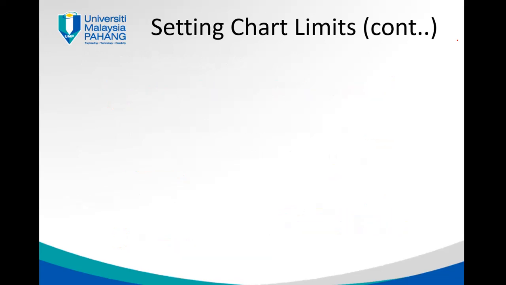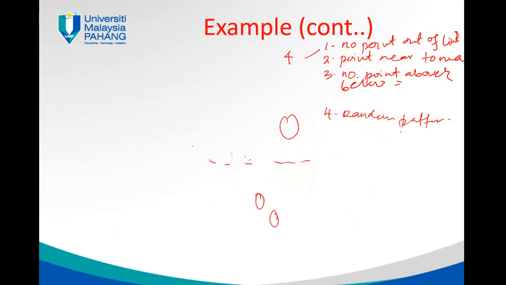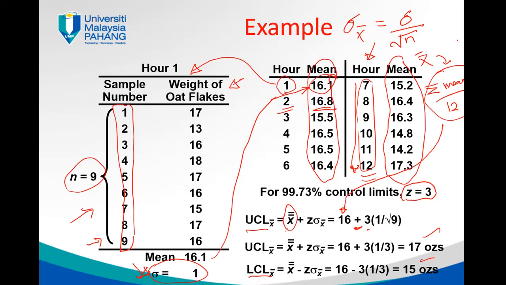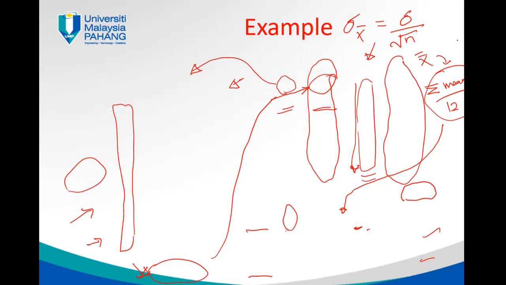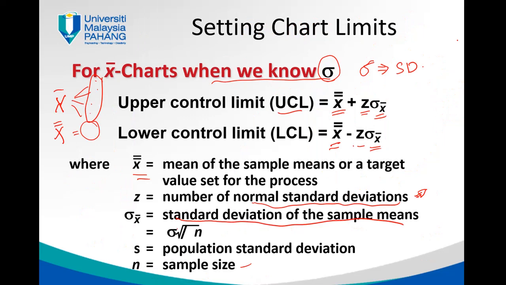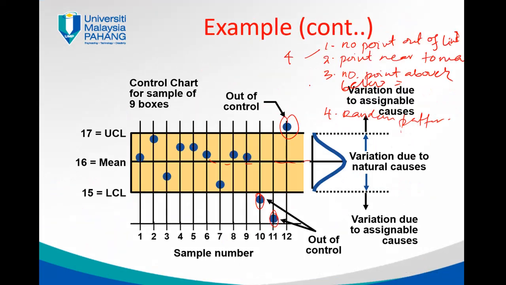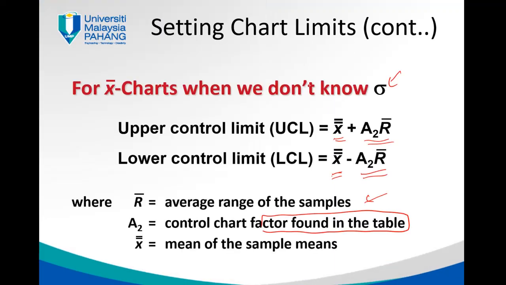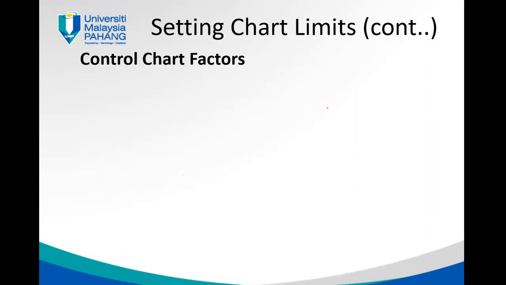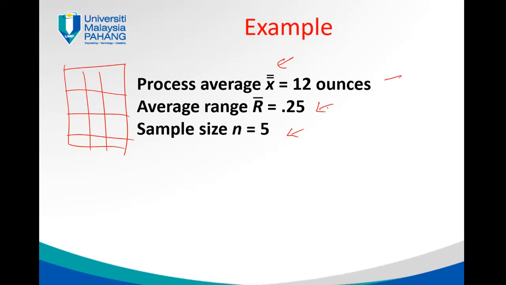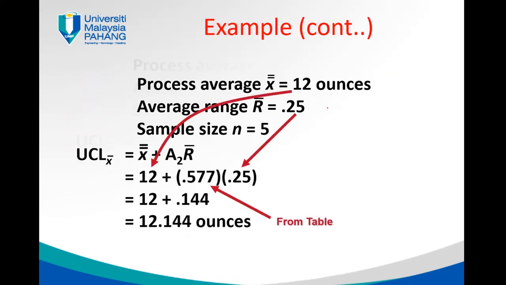For the problem with known standard deviation, or sigma, we use this formula. For the problem that we know the value of sigma, standard deviation. Then for the problem with unknown sigma, we use this formula to calculate the control limit. Alright, so now we move to the R chart.